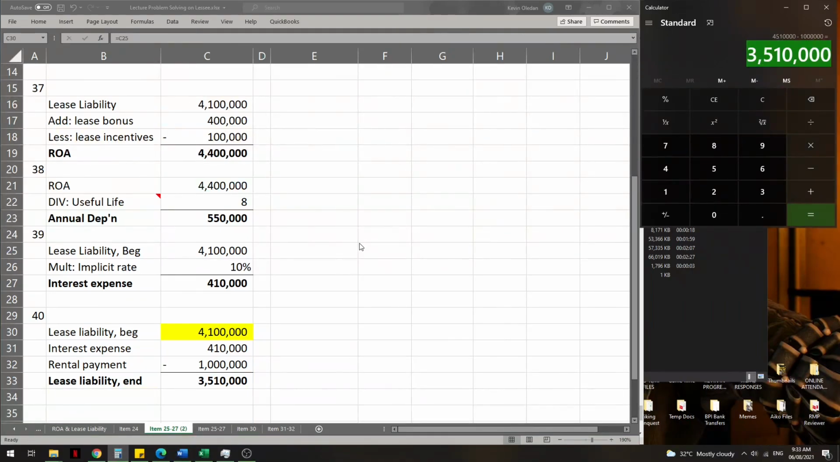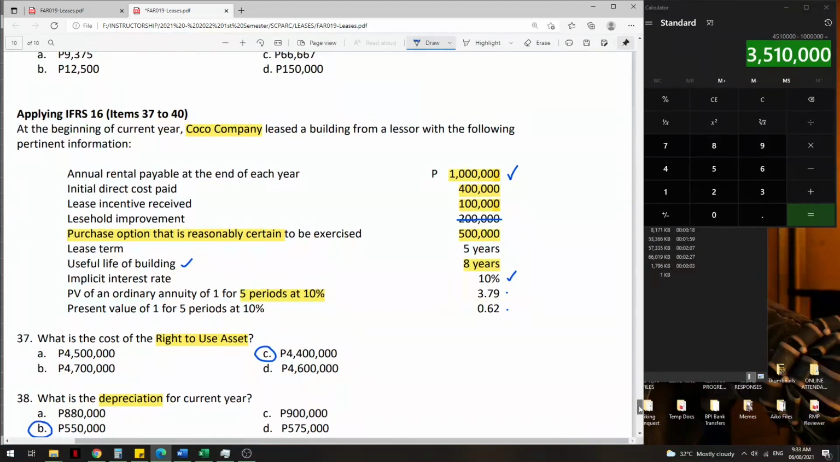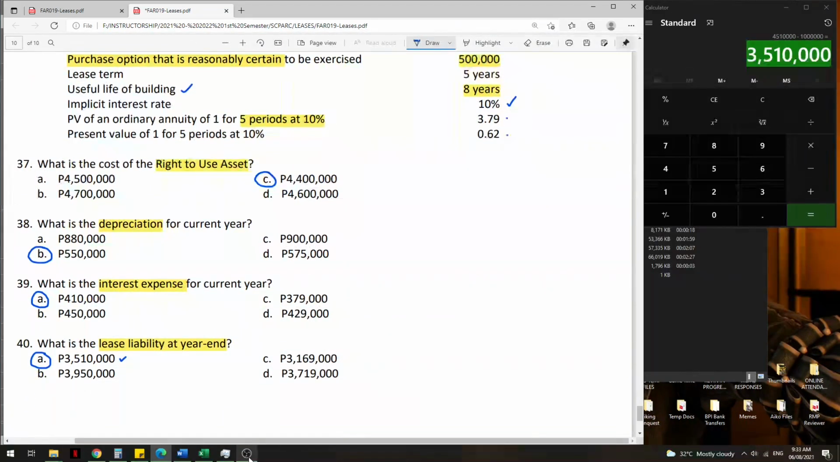And that's it, guys, for our lease liability. We will proceed to the next part of our lesson. But before that, a final glance at the problem and their answers. Okay, so let's proceed now, guys.